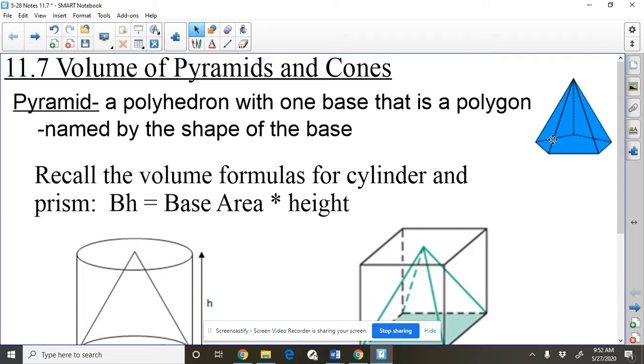The base is this pentagon at the bottom, and the vertex is directly above the center. This is the vertex of the pyramid. This type of pyramid is called a regular pyramid, and most of the pyramids you'll be working with will be like this, where the vertex falls directly above the center of the base.